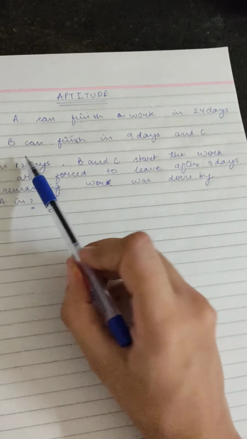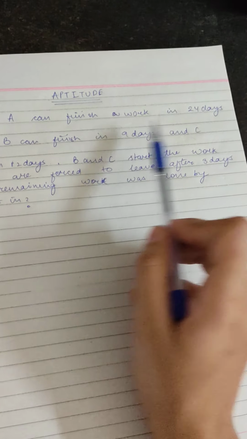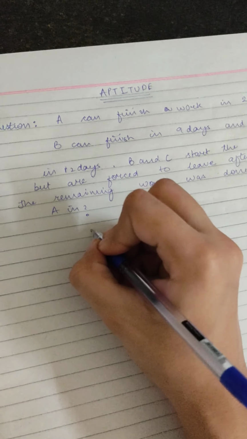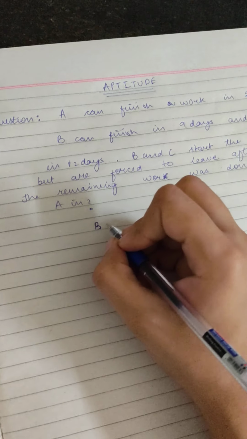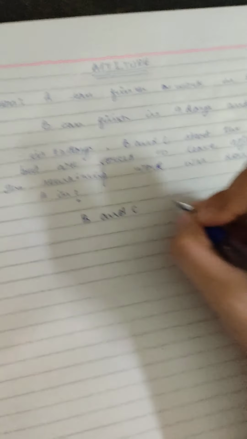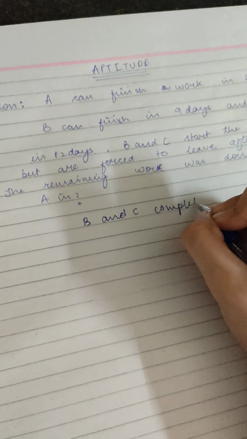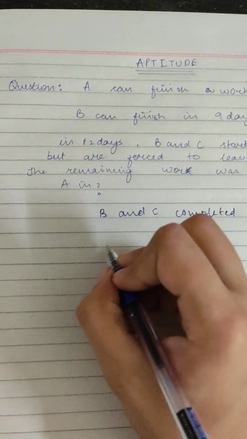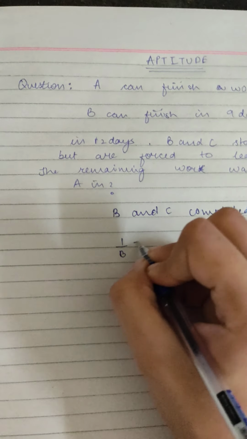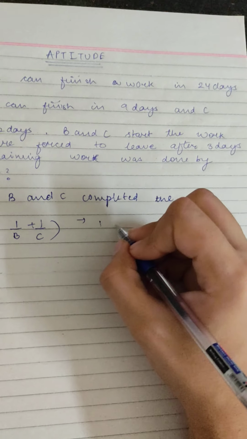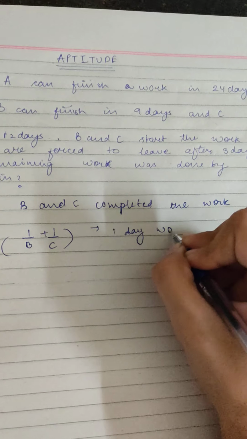So here you can see B completed in 9 days and C completed in 12 days. They worked together. So first we will take out in how many days B and C completed the work. So in 1 day work we will take out B plus C. This is the 1 day work.